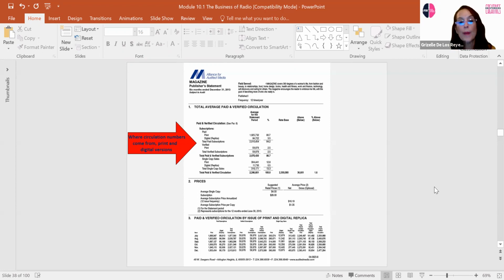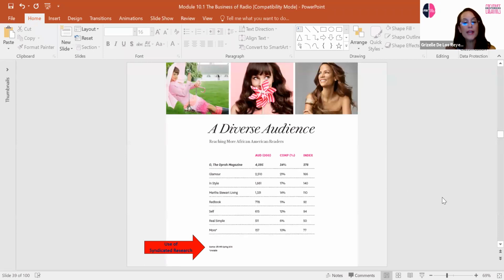And remember when I told you about subscription versus newsstand sales, or how much of that audience is coming from their digital versions versus their physical print versions? That's what you find in this particular page of the media kit. The other thing that you're seeing here is, if they give you this particular information, always remember at the bottom, what you're going to find is the source for those numbers. If you don't see a source, but they're throwing out statistics at you, ask them for the source.